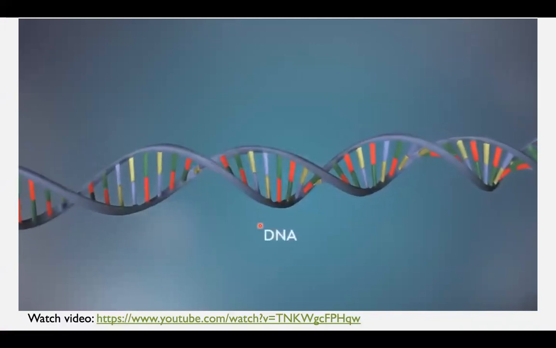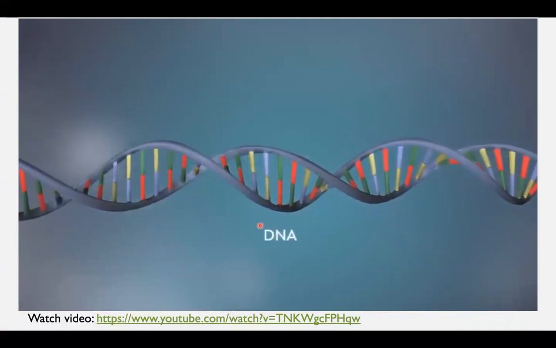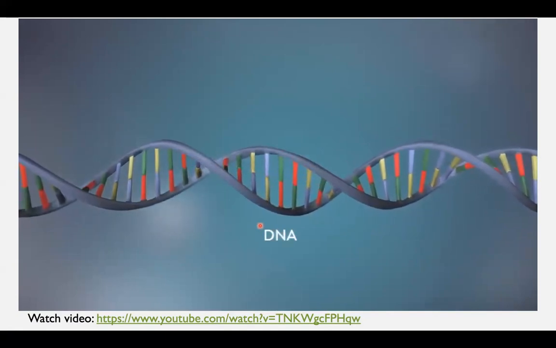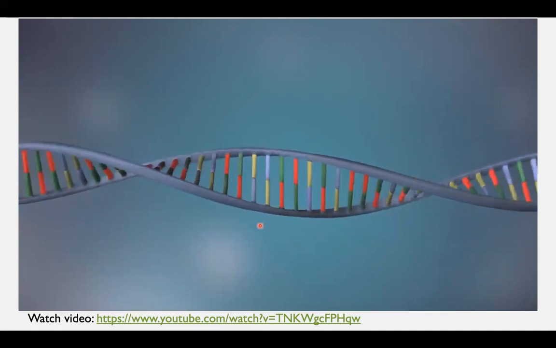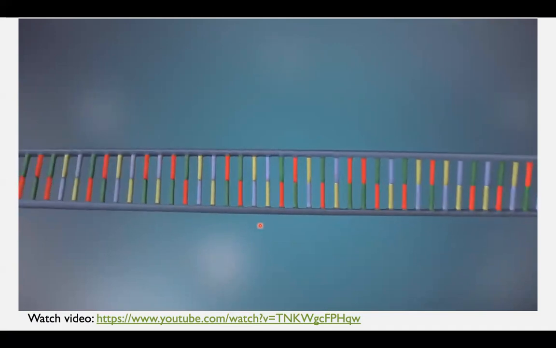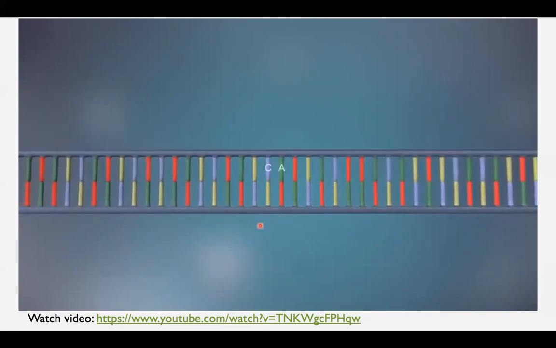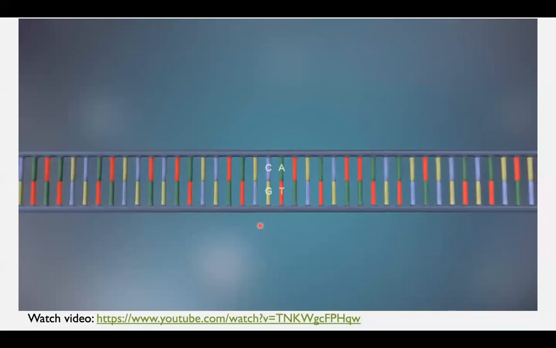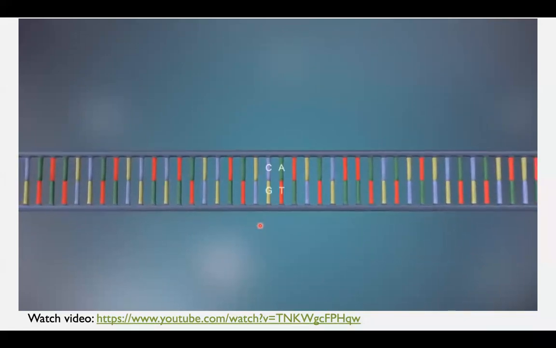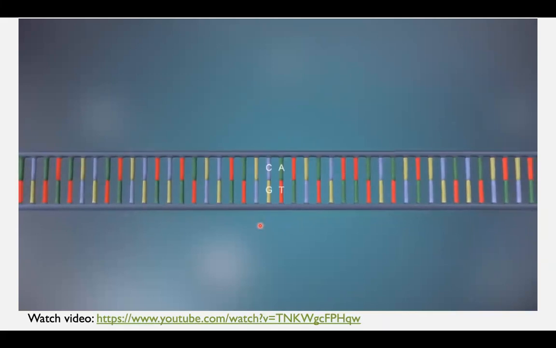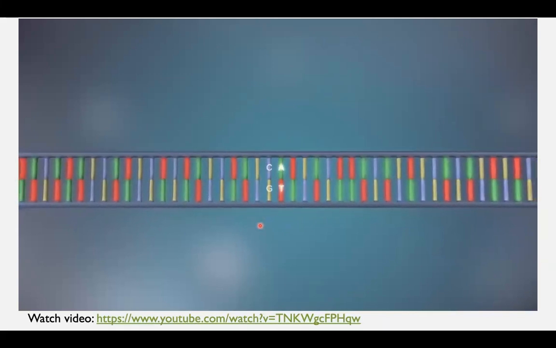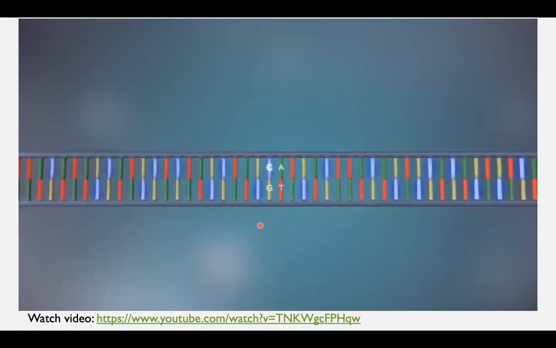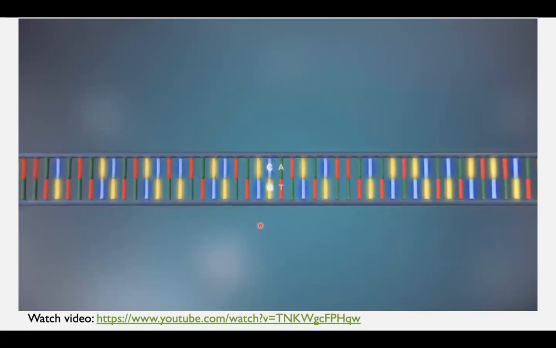DNA is a molecule made up of 2 strands, twisted around each other in a double helix shape. Each strand is made up of a sequence of 4 chemical bases, represented by the letters A, C, G, and T. The 2 strands are complementary. This means that wherever there's a T in one strand, there will be an A in the opposite strand. And wherever there's a C, there will be a G in the other strand.